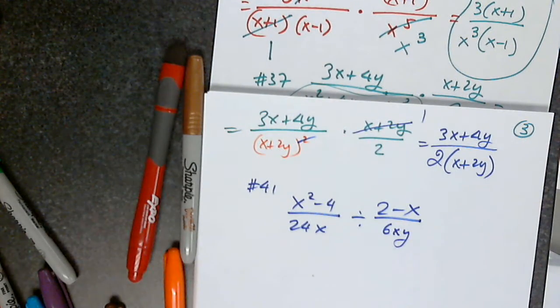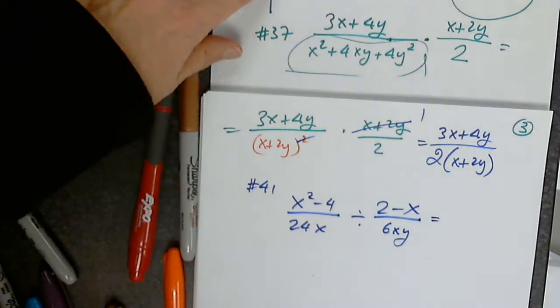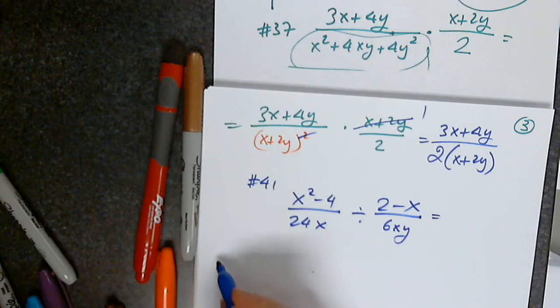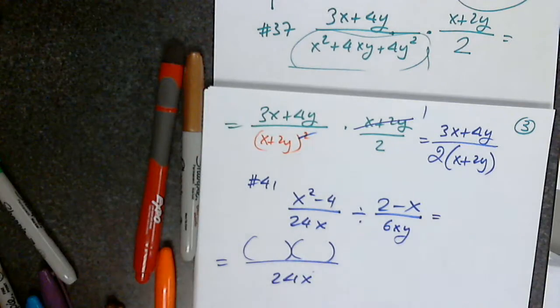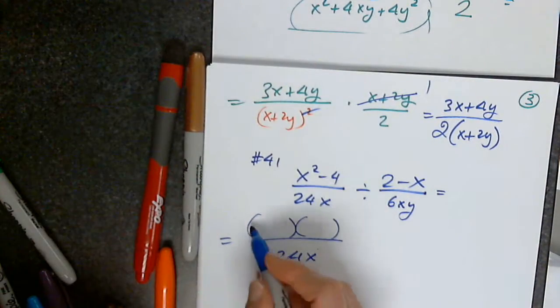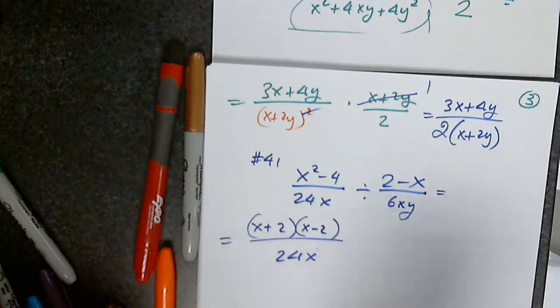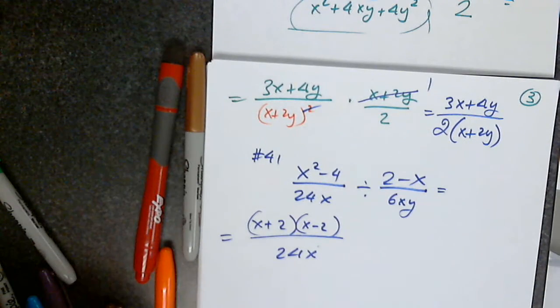So we have x squared minus 4 over 24x divided by 2 minus x over 6xy. First step. We have to factor the top. How? Excellent. There are two variables. We assume all conditions are fulfilled.